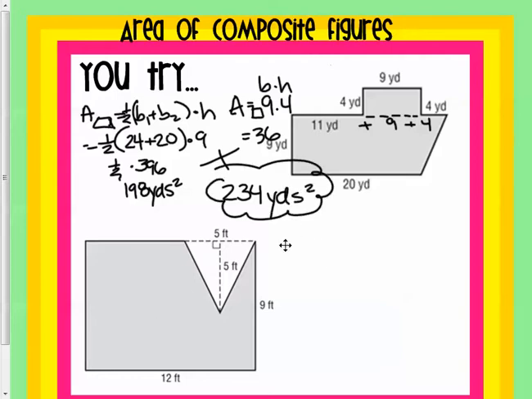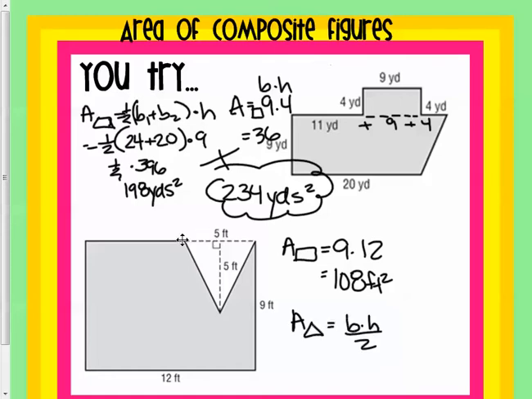Okay, down here, I'm going to find the area of the rectangle first, which is 9 times 12. 9 times 12 is 108. I'm sorry, not 300. The area of the triangle is the base times the height cut in half. Well, the base is 5 and the height is 5, which is 25. Cut that in half and you get 12.5 feet squared.